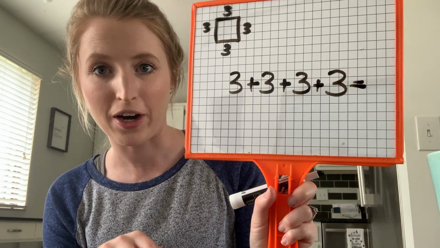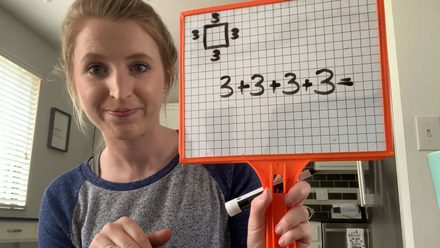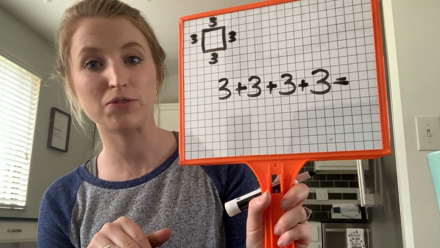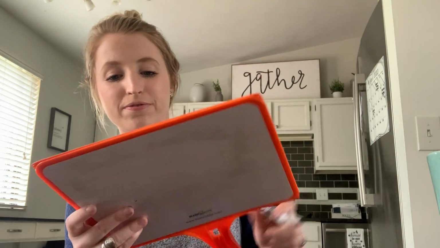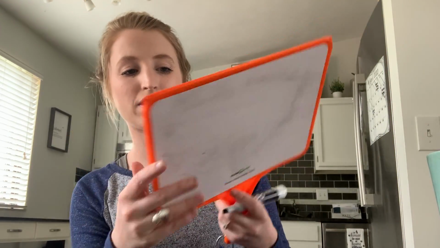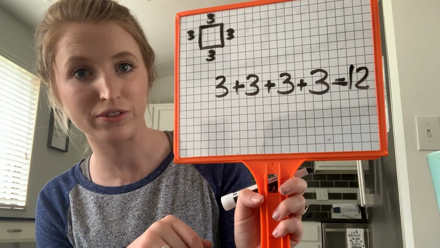Okay, so pause it, solve it. When you're ready, press play. All right, so 3 plus 3 plus 3 plus 3 is 12. You can add, skip count by 3s, or you could do 3 times 4, which is 12.